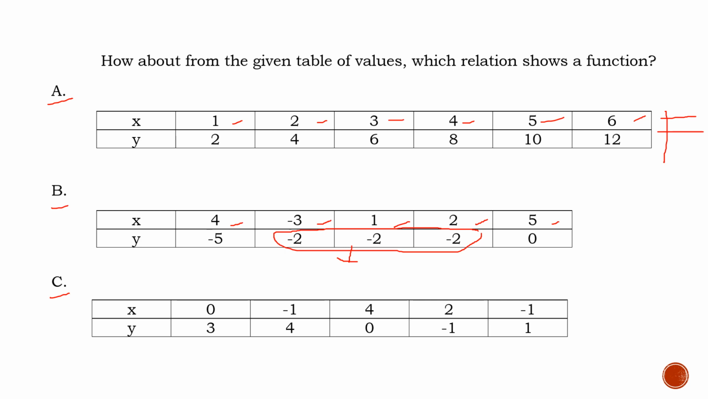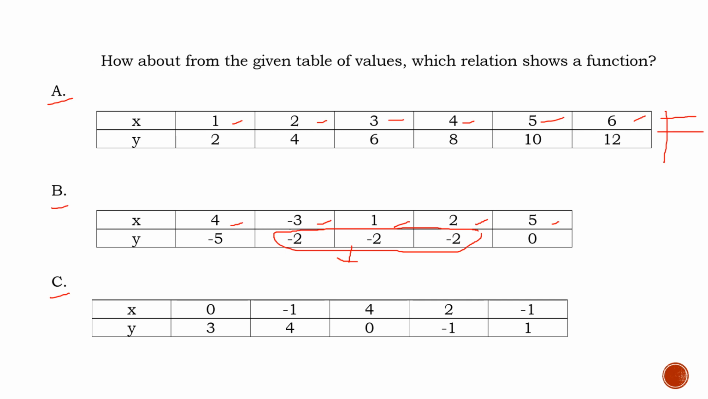But this -2, -2, -2, there is no varying, no? Once we decide if this table represents or shows a function, what we need to check is whether there is a repetition between your x values.